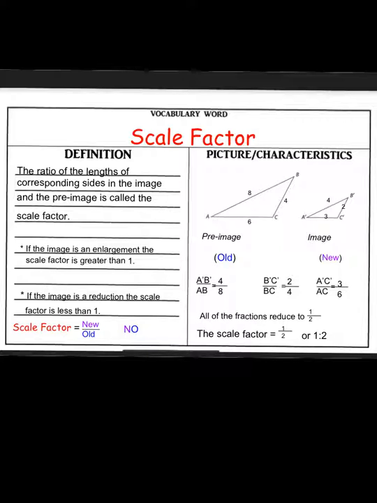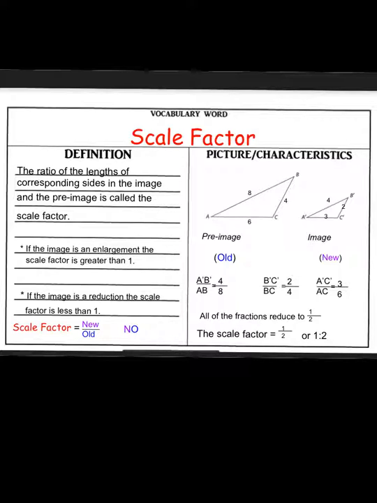The answer for the scale factor can be in fraction form like we have here, 1/2. Or it can be in this format here using this type of notation, which is read as 1 to 2. With the notation using the colon, just like in the fraction, new goes first. So new goes first, followed by old. So this is 1 to 2.